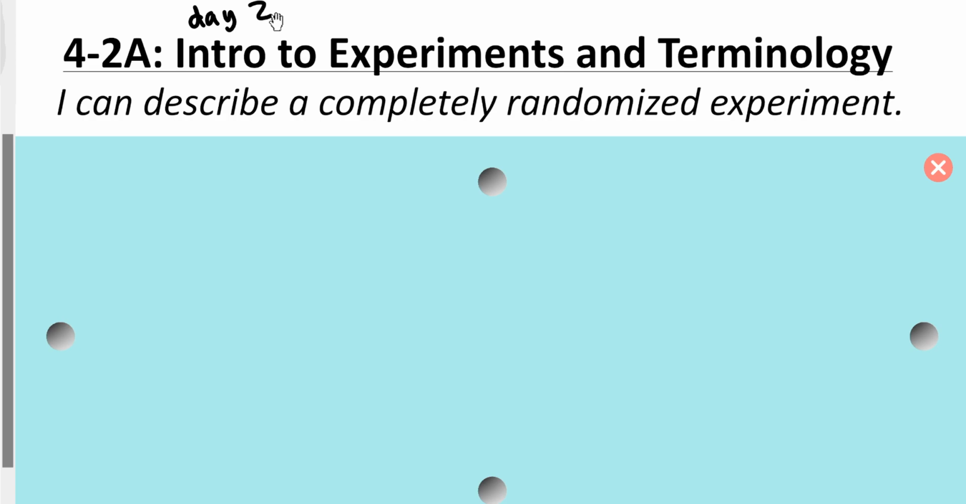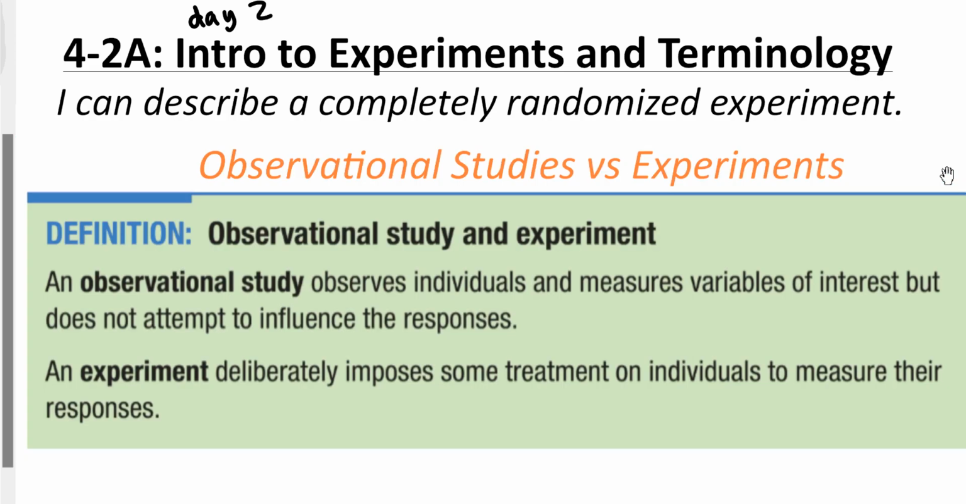Quick recap though. When we're talking about experiments, it is different than this thing called an observational study. An observational study just observes individuals and measures variables of interest, but does not attempt to actually influence responses, and we're not changing anything to try to see if we can compare, whereas an experiment deliberately imposes some treatment on individuals to measure their responses and compare between that and maybe a different treatment or no treatment at all.